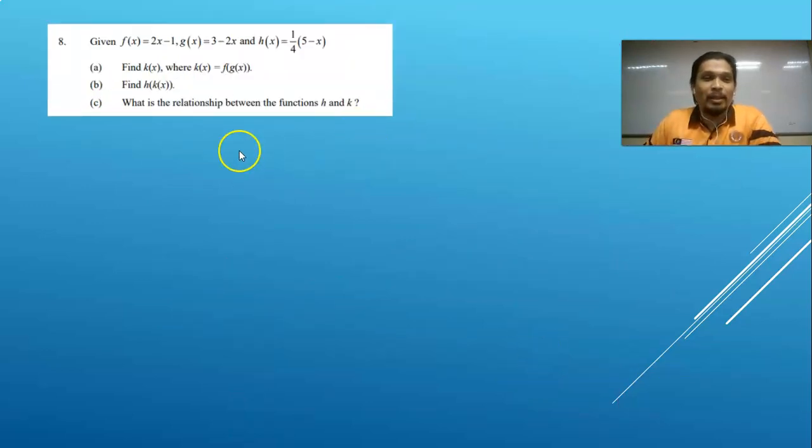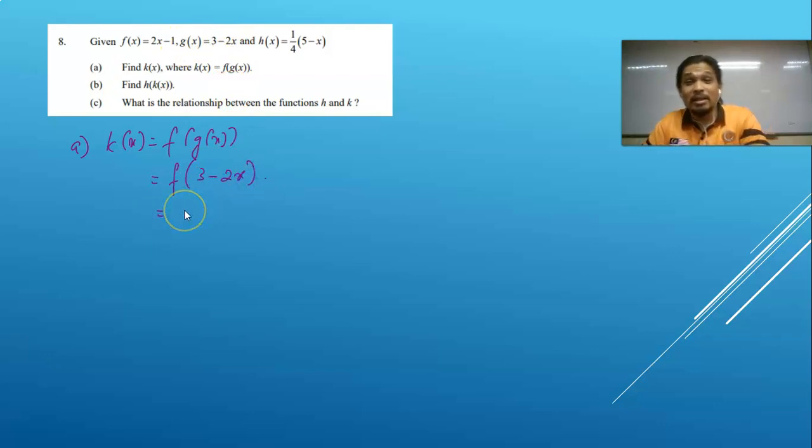Now, so given functions f(x), g(x), and h(x), this is all about composite functions. Find the function k(x), where k(x) equal to f(g(x)). So, question A, k(x) equal to f(g(x)). So, let's find out which one is the function of g. g is 3 minus 2x.